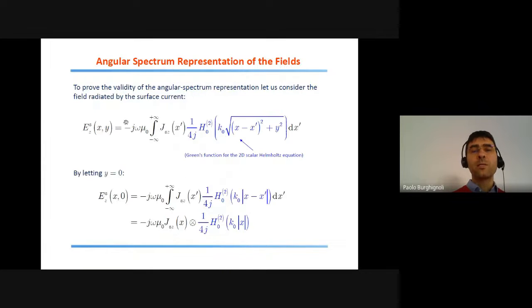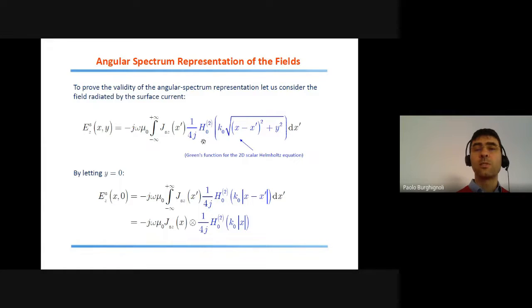Okay, this kind of angular spectrum representation can be justified in many ways. One possibility is to consider the field that is radiated by the surface current in the space domain. We employ the two-dimensional Green's function of the problem, which is here reported in blue. Since we are dealing with a two-dimensional problem, the free space Green's function is proportional to a Hankel function.